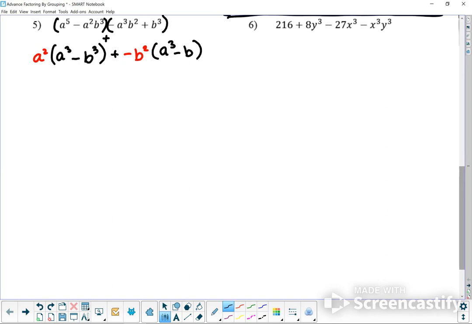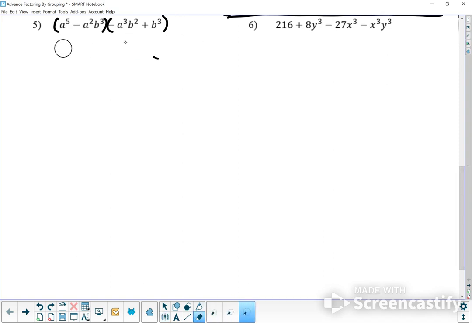Unless that b should have been 5. I think that should have been 5. I really think this should have been 5. Let's see if we can match them up in a different way. Okay, so hold that thought. So let's reorganize them in a different way.